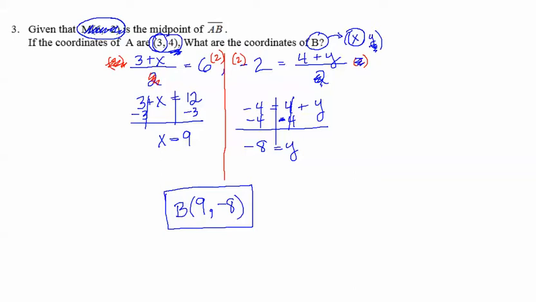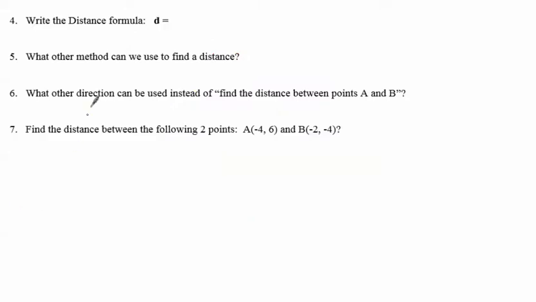Moving on to the next problem. Write the distance formula. Remember that the distance formula is you subtract the x's of your given points and square it. Put a plus in between. You subtract the y's from the given points and you square it, and all of that goes inside this little square root house. What other method can we use to find distance? Remember that we can also use the Pythagorean theorem.